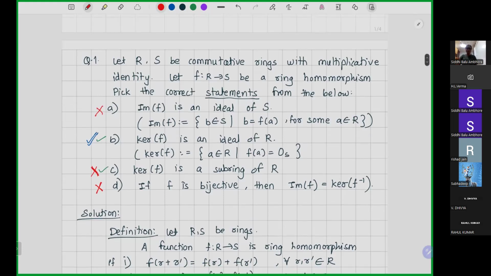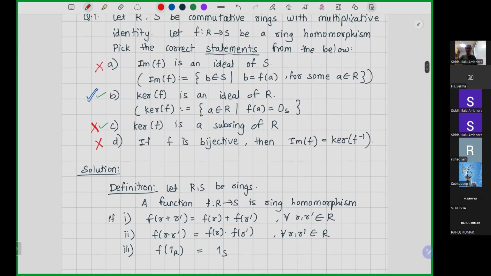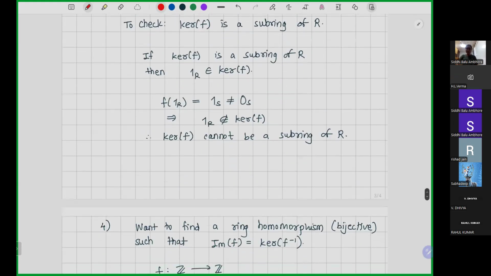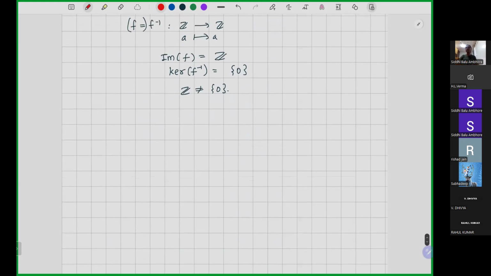And as we saw, kernel F is not a subring, because our ring homomorphisms are such that 1 goes to 1, and 1 is not equal to 0 in general. So therefore kernel F is not a subring in general. Okay, so any doubts here? If not, then we will move to the next question.